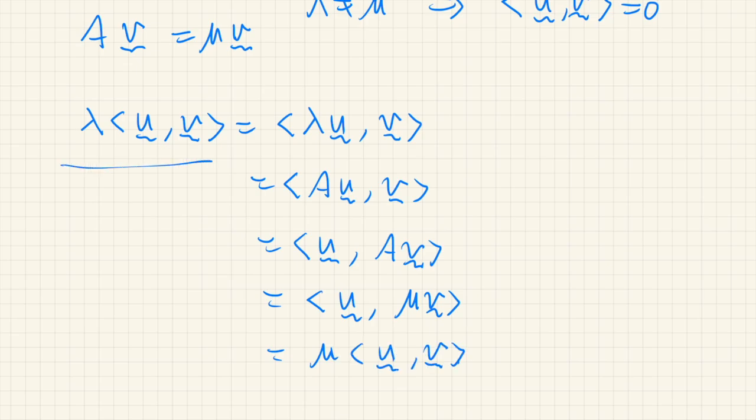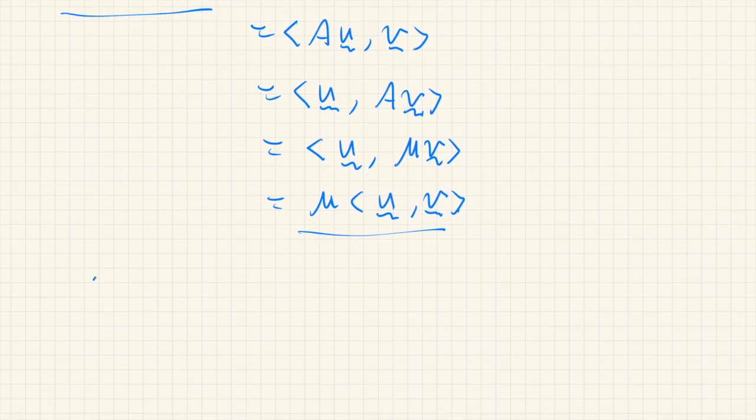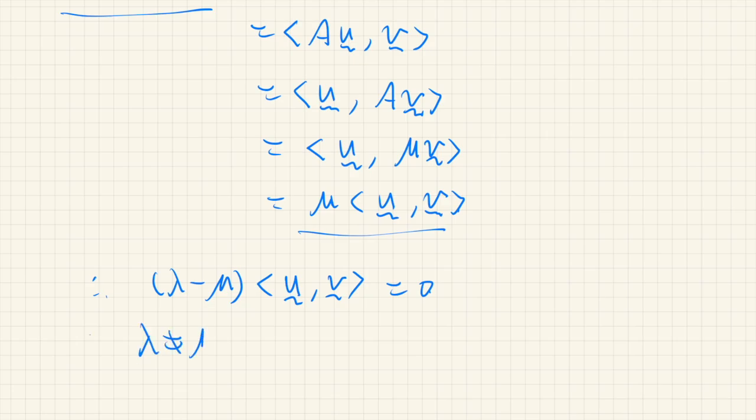So we have this equals to this. Therefore, lambda minus mu times the inner product between u and v is equal to 0. But since we're assuming lambda is not equal to mu, this is non-zero, therefore the inner product must be 0. So these eigenvectors are orthogonal to each other.